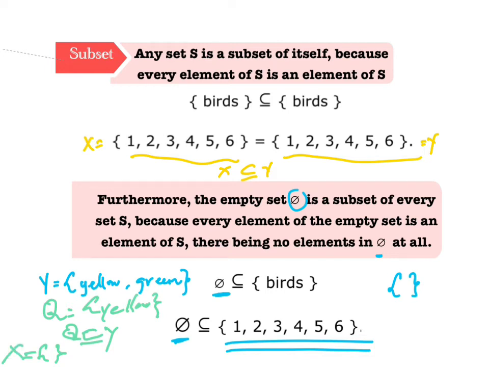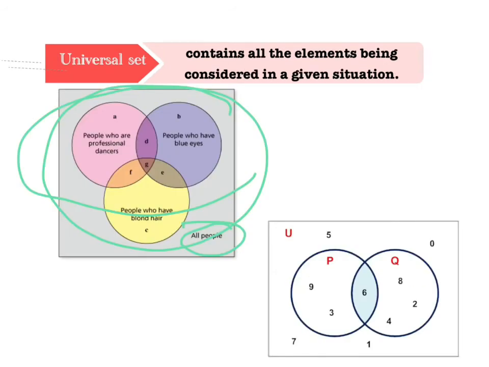Okay, so set X is a subset of set Y. And next is in this Venn diagram. Okay, so the universal sets are the sets in P and Q and outside the circle. Okay, so lahat ng number or elements that you are going to mention in that set is a universal set.